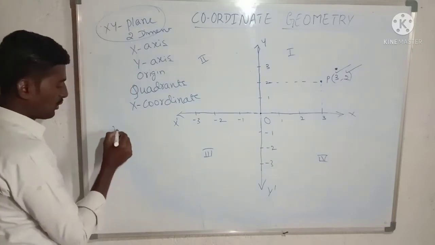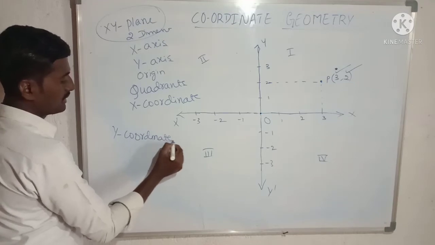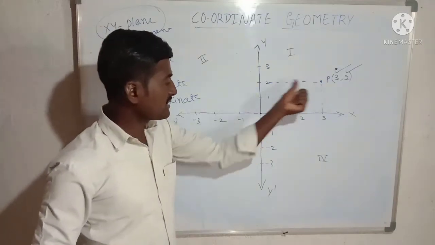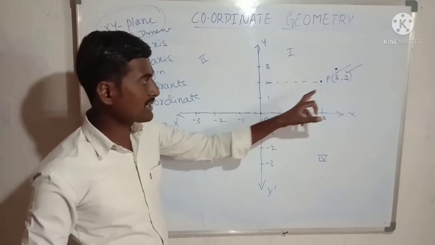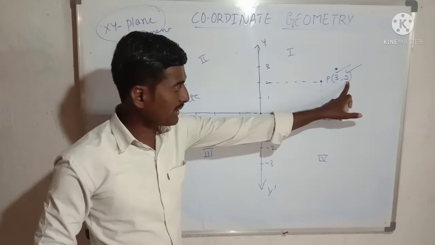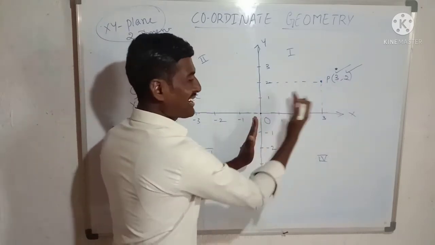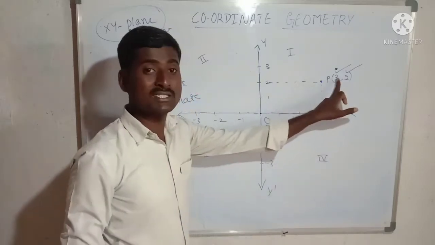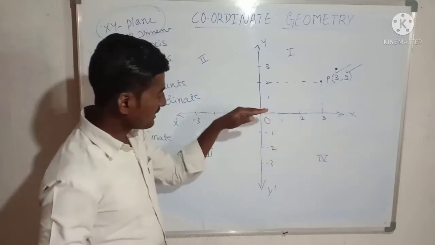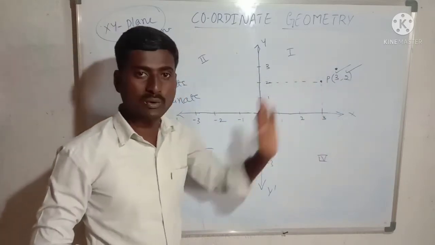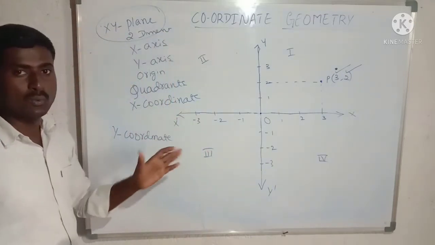So one more is what? Y coordinate. The distance of a point from the x-axis is called the y coordinate. Then the distance of a point from the y-axis is called the x coordinate. Just reverse. Distance from y-axis, it is x coordinate. Distance from x-axis, it is y coordinate. Okay. Have you got the terms x coordinate and y coordinate?